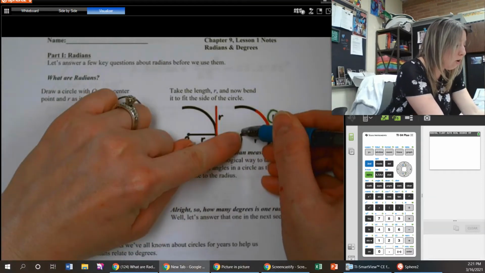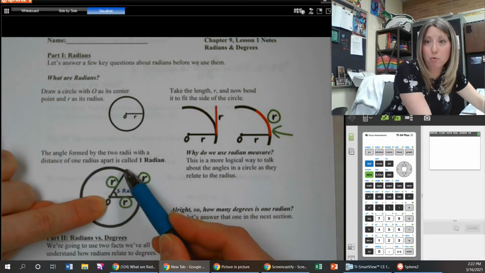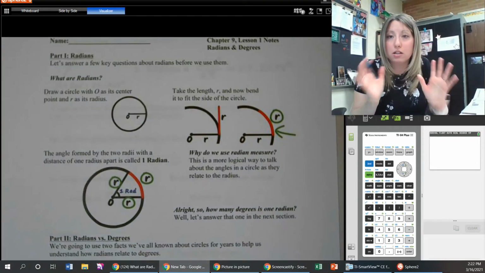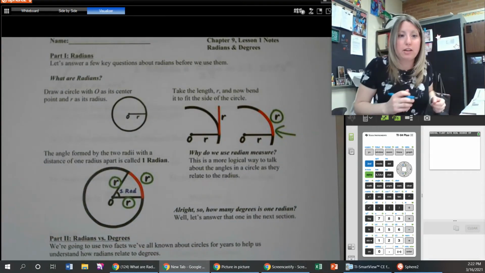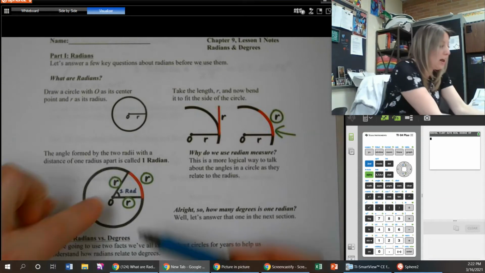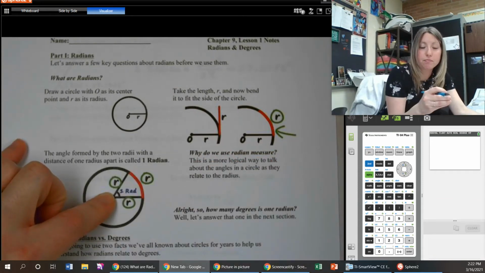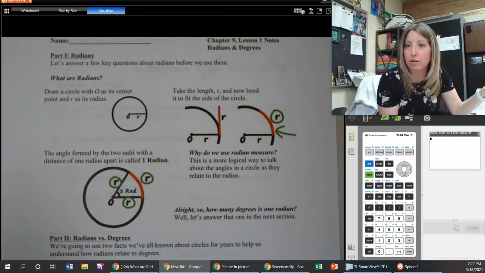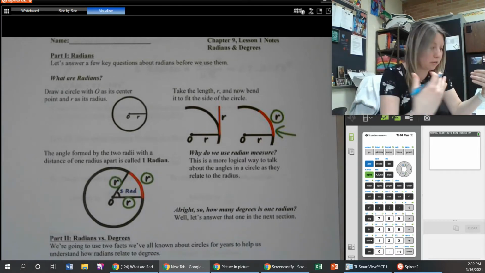If we then draw another line from the center to this end point of that radius, now you've got this angle surrounded by radii of the circle. That angle right there is one radian. Okay. It is a more logical way to think about angle measures in a circle because of the radius deal.